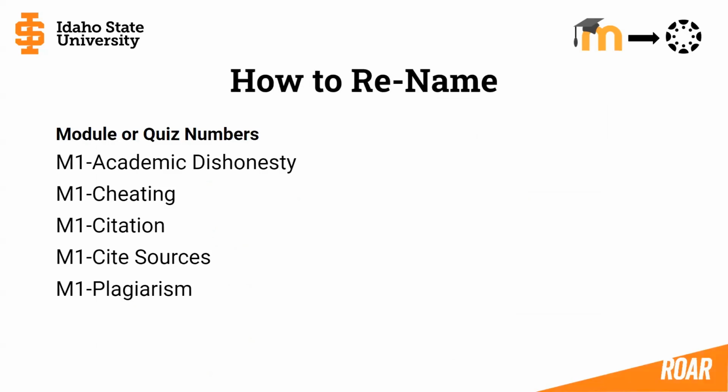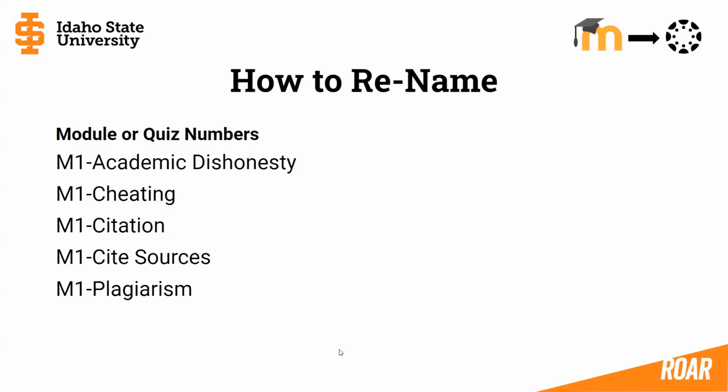Because the banks are sorted alphabetically in Canvas, you may want to sort things by module or by quiz numbers. Here's a module 1, and I'm also giving it a meaningful title. So all the questions in module 1 relate to, you can see, plagiarism and academic integrity. I can make smaller banks with each of them so that I can still pull the right number of questions and find my questions, but they're all going to sort together under M1.